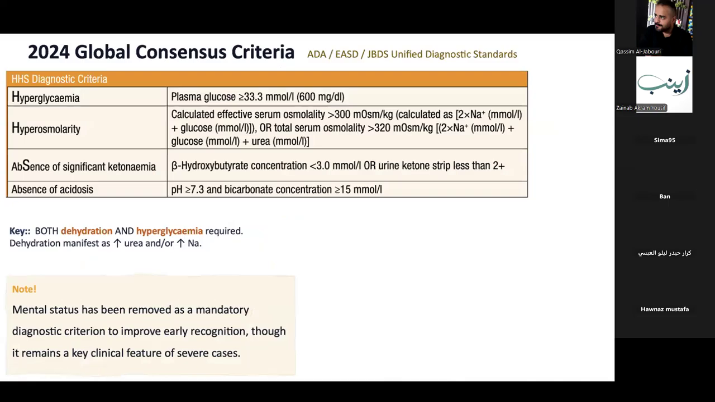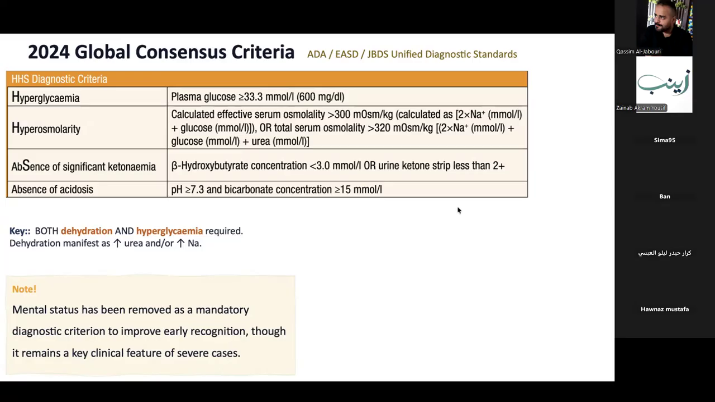Good. So going further from that pathophysiology slide, we come to the diagnostic criteria, which you see, which is in the latest published consensus guidelines. In order to diagnose HHS, you need all of the criteria mentioned in this table. You need hyperglycemia, blood sugar of 600 and above. You need hyperosmolality, whether you calculate it as the effective one without considering urea or the total one when you add urea. And we will talk about that in more detail.